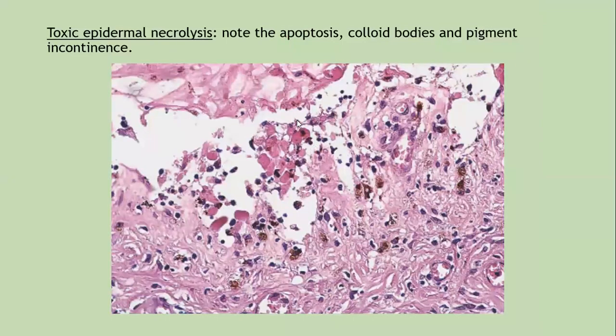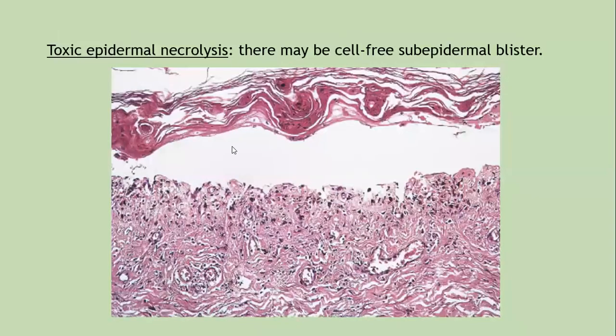Here you can see the apoptotic or colloid bodies with pigmentary incontinence in the upper dermis. This is a subepidermal blister, stratum corneum, no epidermis, and pigmentary incontinence, and it's relatively a cell-poor blister.